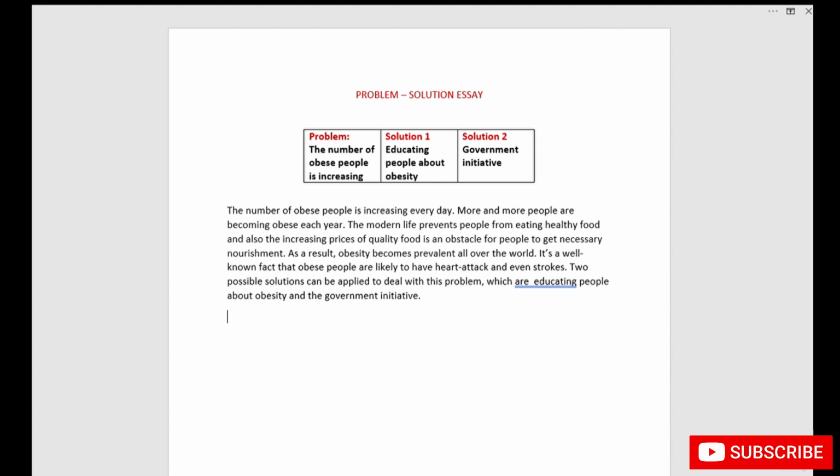Now let's recap. In our introduction part, we need to talk about what the problem is, who does it affect, and how does it affect. And then we need to talk about the results. And then as we are finishing our first paragraph, we need to talk about what can be done on a surface level. In the next video, I am going to write the first paragraph, which is the first solution, educating people about obesity.